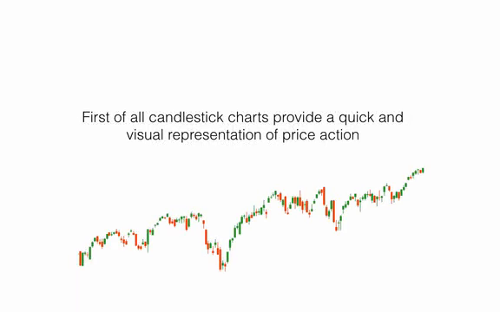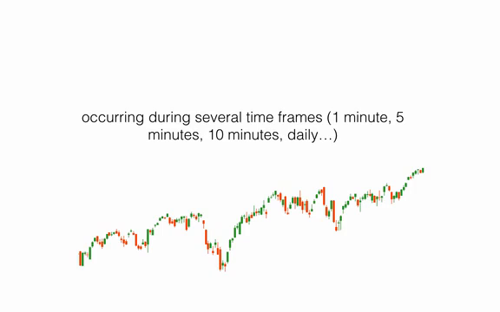First of all, candlestick charts provide a quick and visual representation of price action occurring during several time frames: 1 minute, 5 minutes, 10 minutes, daily.